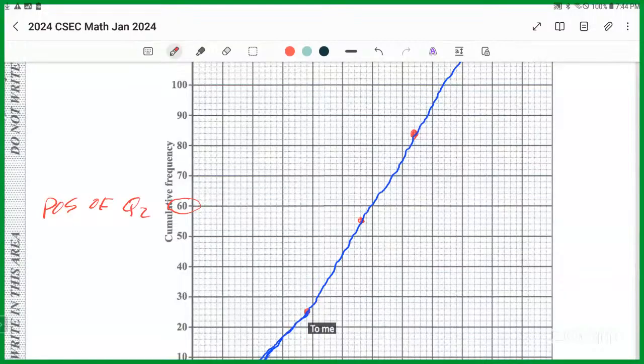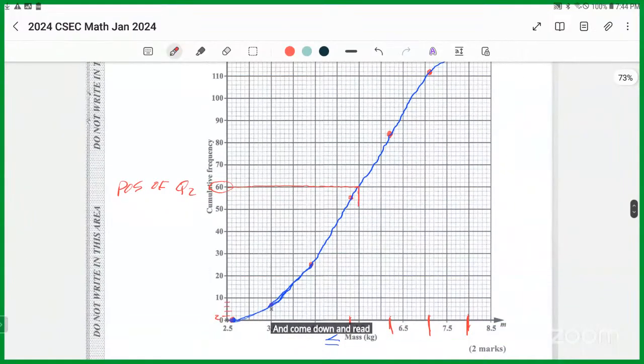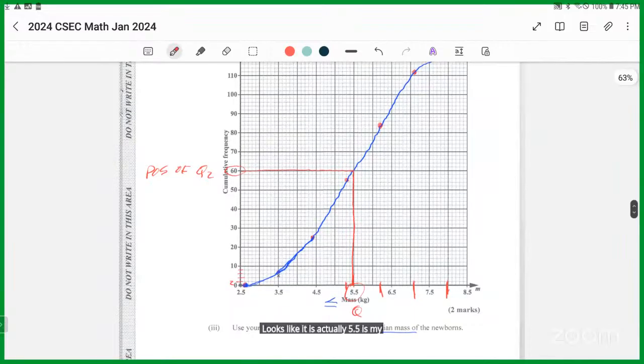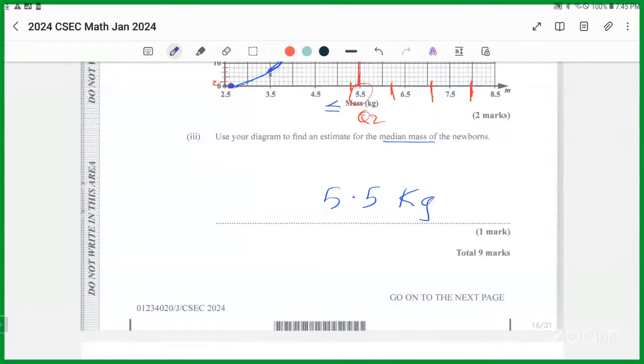I'm going to read across on the graph. Looks like it's right there. And come down and read that value down here. Looks like it is actually 5.5 is my Q2. So that's 5.5 kilograms. My median mass is 5.5 kilograms based on that graph. Done.